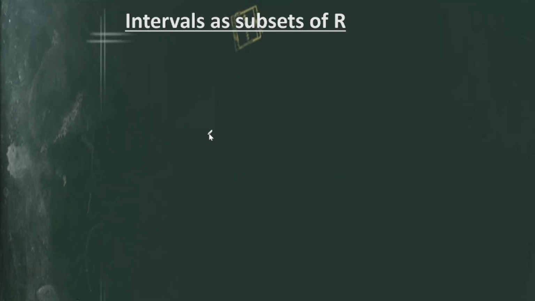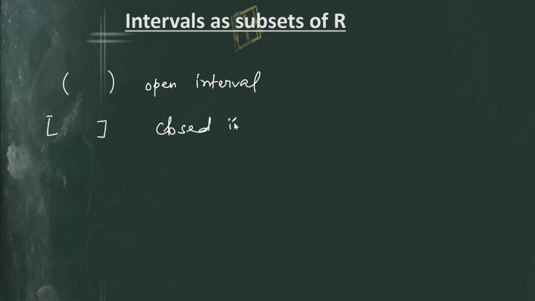Next, interval as a subset of R. So what does interval mean? Basically there are two kinds of interval: open interval and closed interval. So what is an open interval? Let us understand this topic.